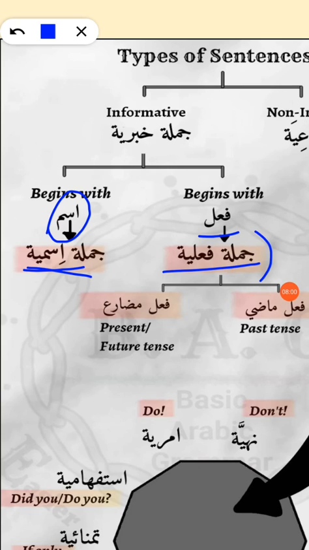You have past tense, which is called fi'l madi in Arabic. Then you have fi'l mudari', and that is your present and future tense combined. Now there are certain ways or certain pointers that can tell you if the fi'l mudari' is actually representing present tense or future tense. All right, and we will learn that in the fi'l section, inshallah.